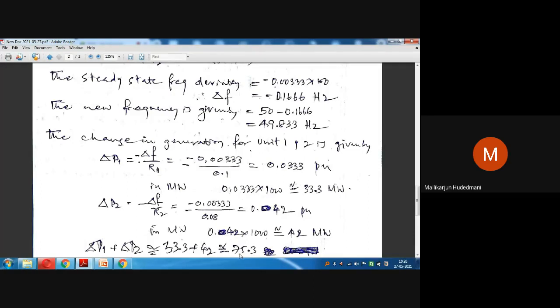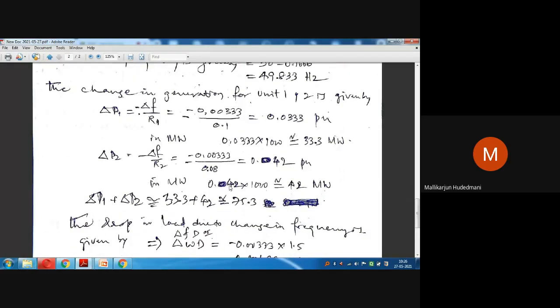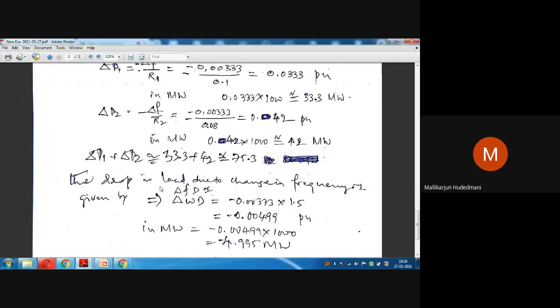But what was my load? 80 megawatt. Then who bears this difference between 80 and 75.3? The difference between 75.3 and 80 is nothing but the rejection of load from the inductive perspective. What is that? Let us see here. I wrote here in the statement, the drop in load due to change in frequency. You can see here, the drop in load due to change in frequency is given by delta omega into D, or delta F into D. So it is the delta F calculated in this part. What is the delta F in this part?